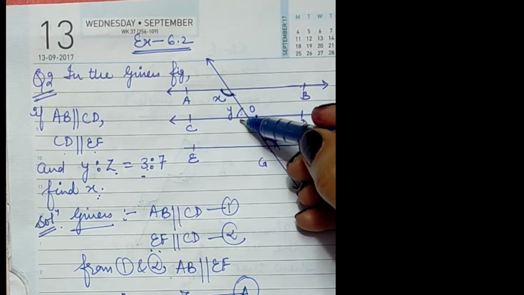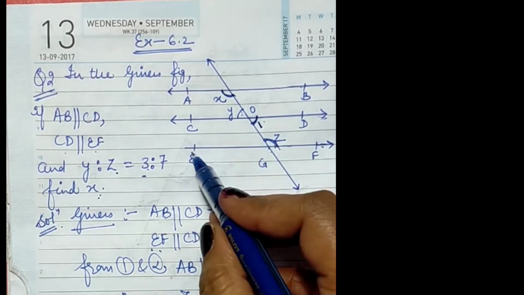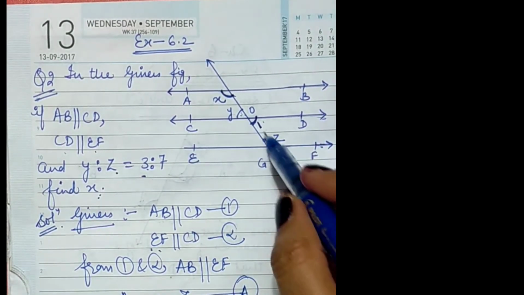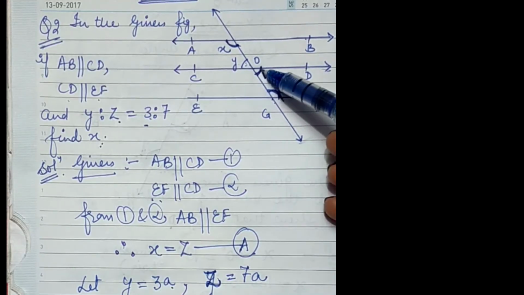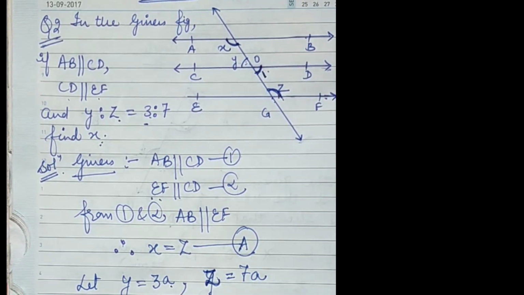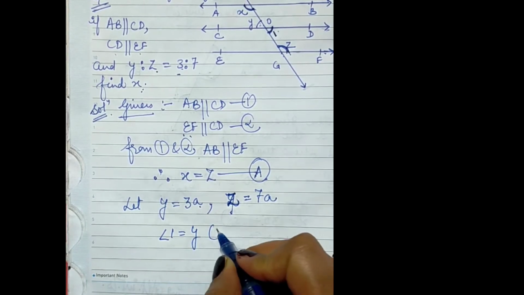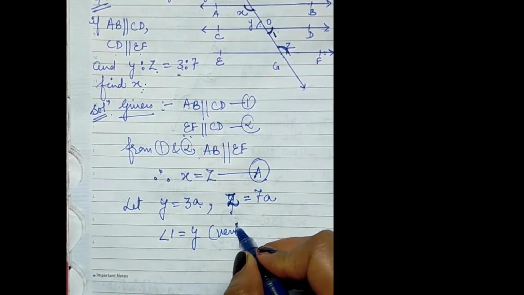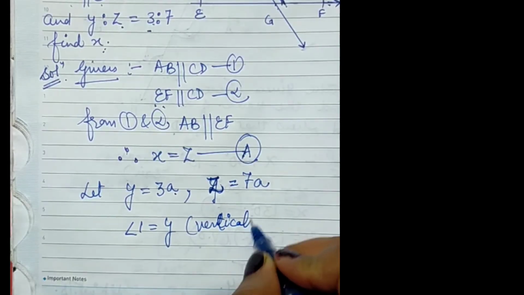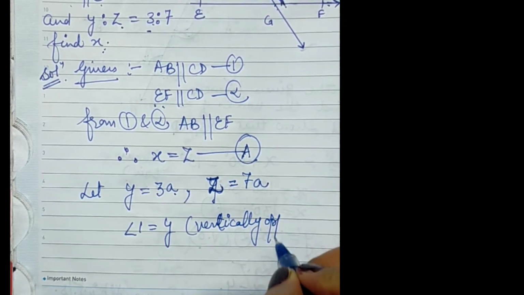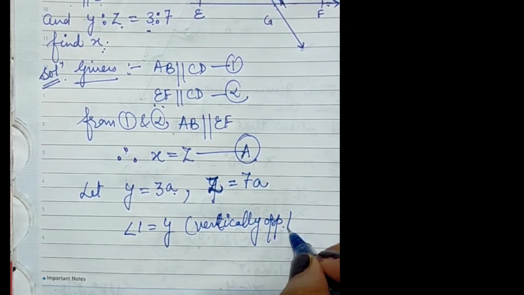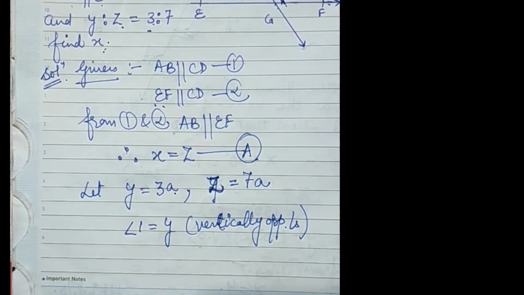Otherwise this is the exterior angle of this line and this is the interior angle, and there is no such relationship, so I have to establish. So I am taking it to be 1, and now I can see 1 is equal to y. They are forming vertically opposite angles, or you can simply mention V.O.